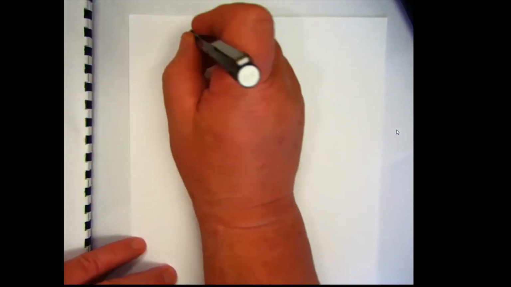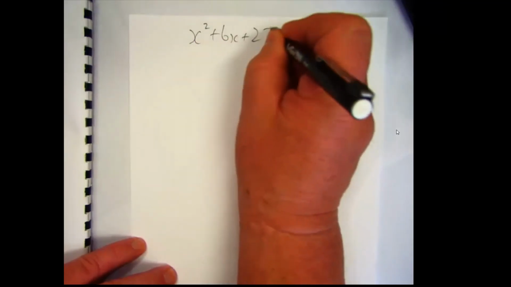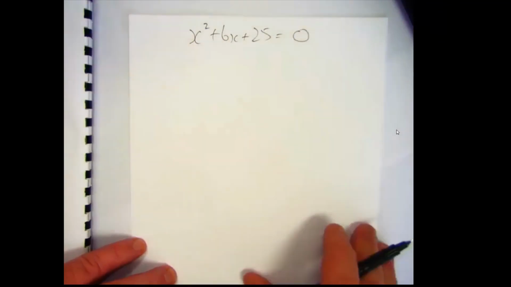Okay, let's reassess this one. Right, on the last page, I'll do this next problem here. This is quite an interesting one. It said find the roots, and I'll show you why it's interesting. X squared plus 6x plus 25 equals 0.